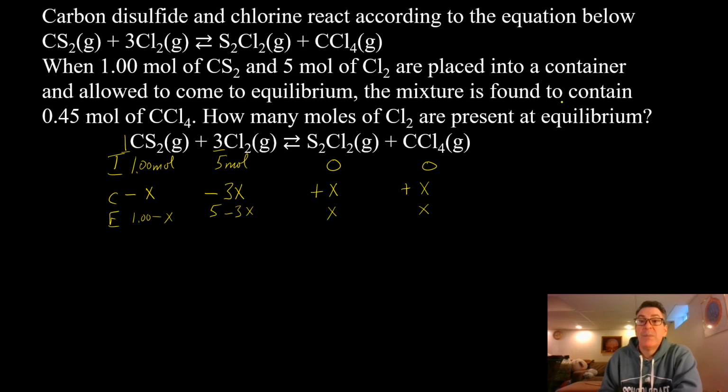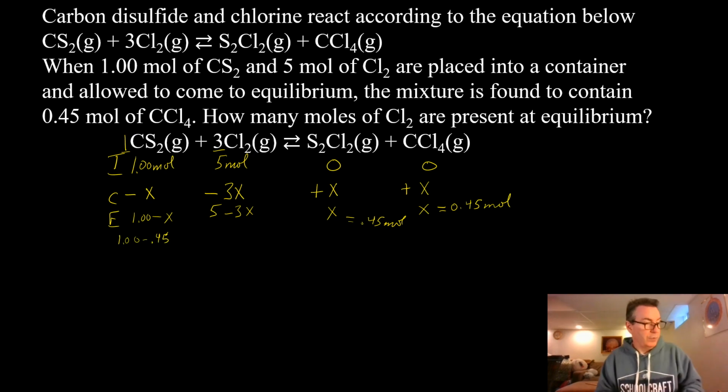So they said at equilibrium, it's found to contain 0.45 moles of this CCl4. So what we called X, we can now say that that's equal to 0.45 moles. And so wherever we find X, it's going to be equal to that 0.45 then. So for example, right here, we know we're going to have 0.45 moles of S2Cl2. And over here, we can take 1 minus 0.45, and that will give us, where's my answer to that? It's on another page. That gives me 0.55 moles of CS2 in this.